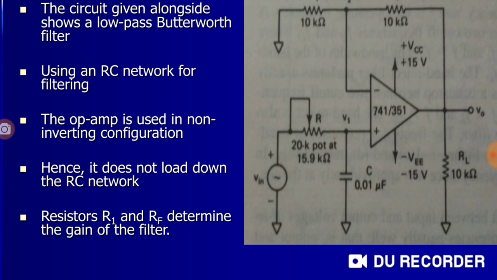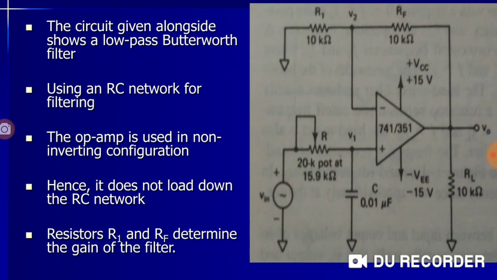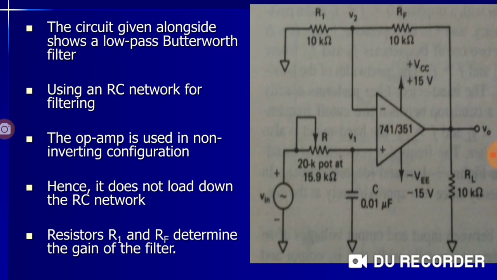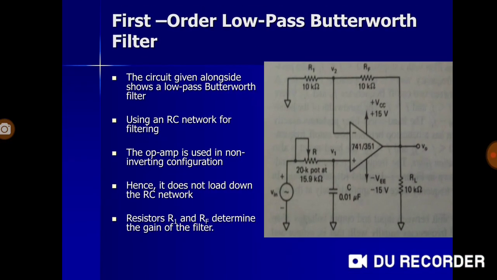So this is again being used, but the only thing is that the output of this filter is applied to the op amp, and effectively the input is being amplified. So it is an active filter: filtering plus boosting up of the signal. So this is what we are talking about.